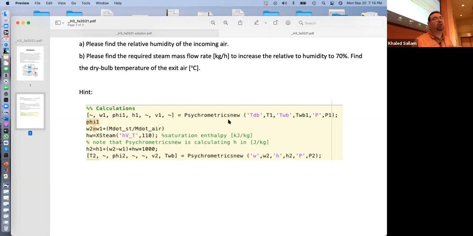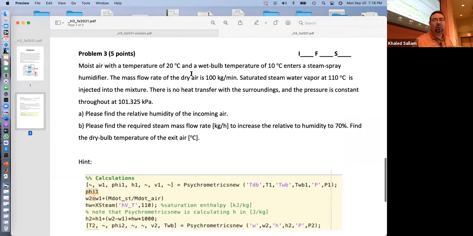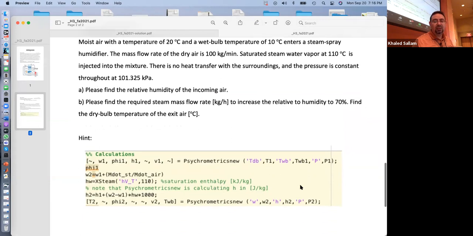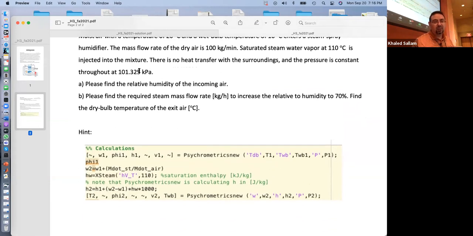He's using the psychometric chart MATLAB file to do what? Knowing T1 and TW1, where we know T1 is 20 and the wet bulb temperature is 10. So in the line before this, you need to give him T1 and the wet bulb temperature. And of course, P1 is 101.325. What he's getting is W1, phi1, and H1, and specific volume V1. Those are the things you are getting, and the things you are giving him are those that are missing. This is how you can use the psychometric chart if you want to use it for your project.